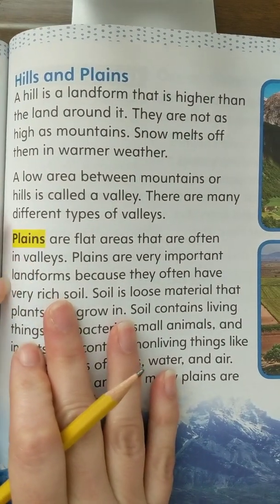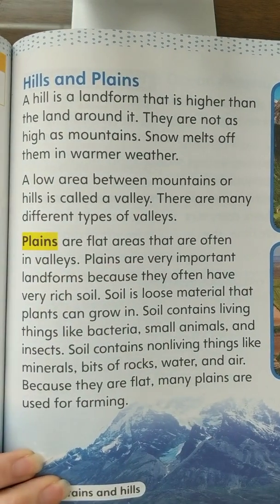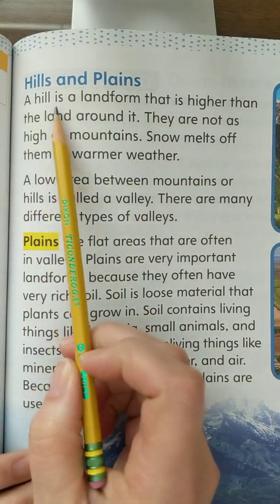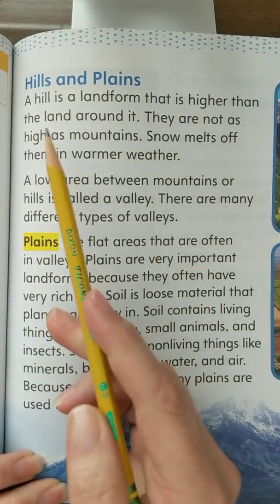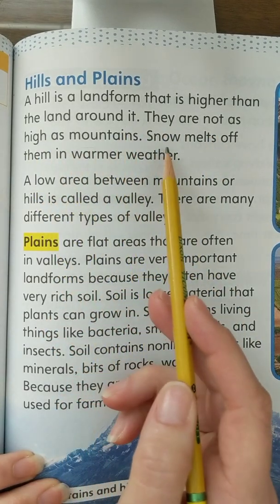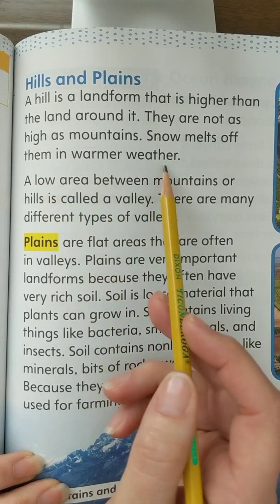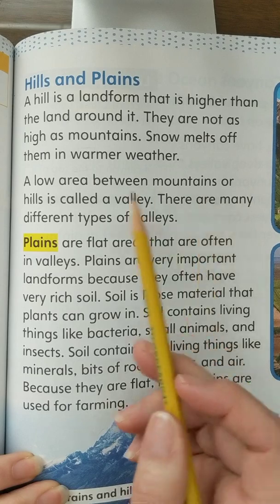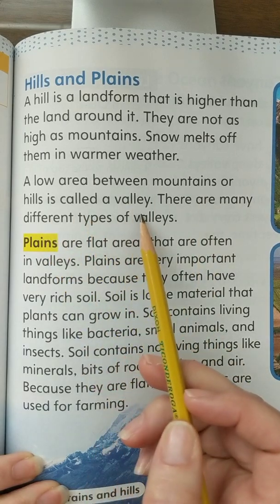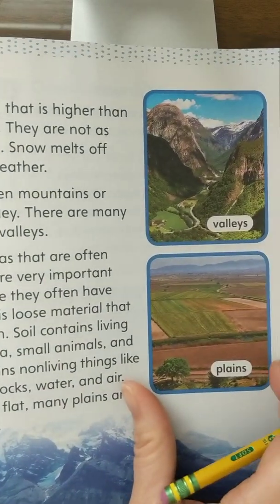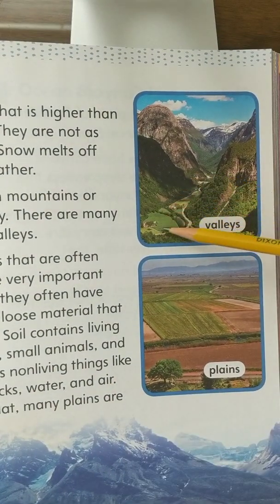Okay, now fingers on, ready to keep following. Hills and plains. A hill is a landform that is higher than the land around it. They are not as high as mountains. Snow melts off them in warmer weather. A low area between mountains or hills is called a valley. There are many different types of valleys. And here's the picture of the valley you see. It's the low land in between.